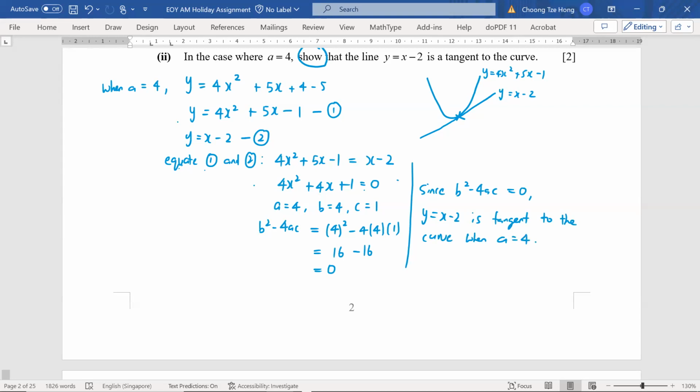If you calculate b squared minus 4ac and it's not 0, that means it's not tangent. If b squared minus 4ac is positive, the line will cut the curve at 2 distinct points, so you have real and distinct roots. If b squared minus 4ac is negative, the line will not cut the curve. So this is how you solve this particular question.